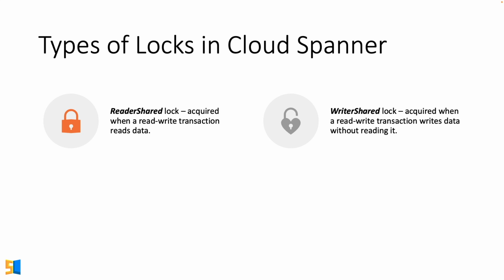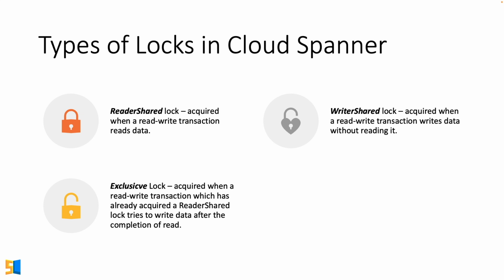The second lock is the writer shared lock. It is acquired when a read-write transaction writes data without reading it, so you write blindly. The third lock is the exclusive lock, acquired when a read-write transaction which has already acquired a reader shared lock then tries to write data after the completion of the read.